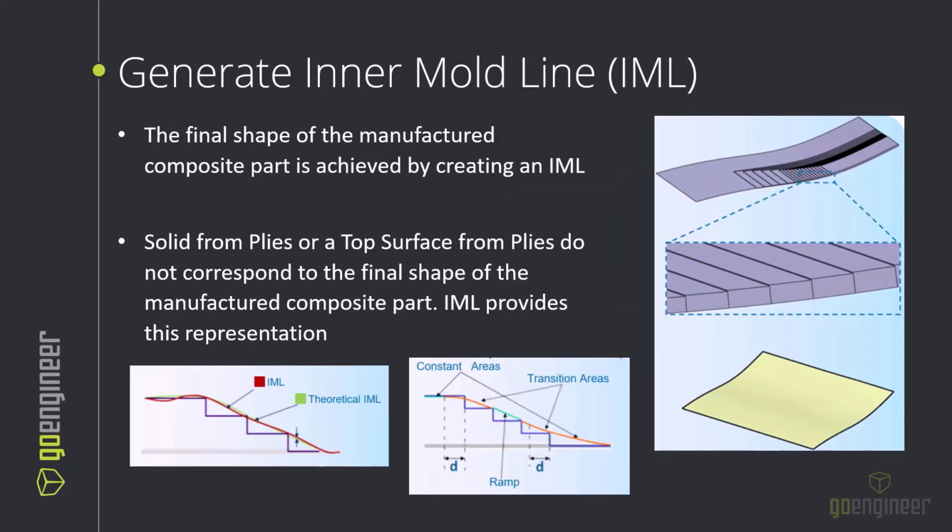Next, we generate our inner mold line, or our tooling surface. So this is the surface that we generate that's going to be used to cut our tool. Now I know at first glance this does look a lot like our top surface and solid. However, the big difference is that the solid and top surface, with the transition between the plies, represent it as these 90-degree steps here. And this is not ideal for cutting your tool and creating a tool out of. So what the inner mold line tool does is it takes those steps and allows you to create a nice smooth transition and develop a surface that is much more NC code friendly.